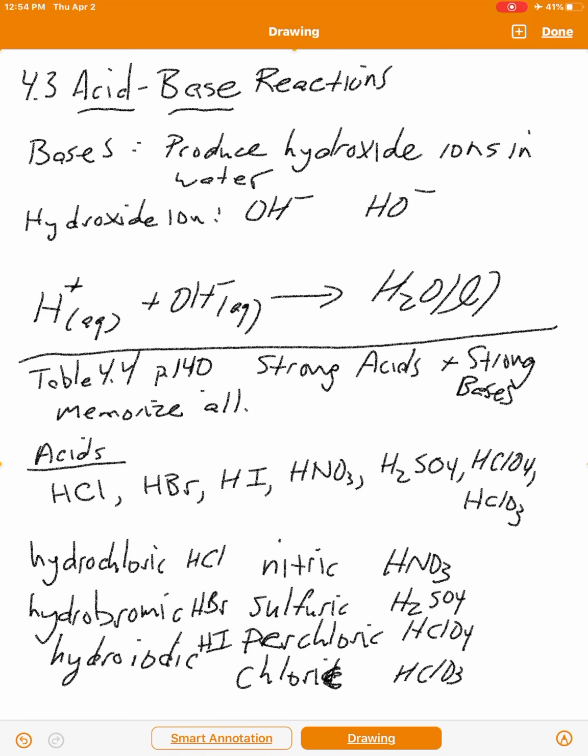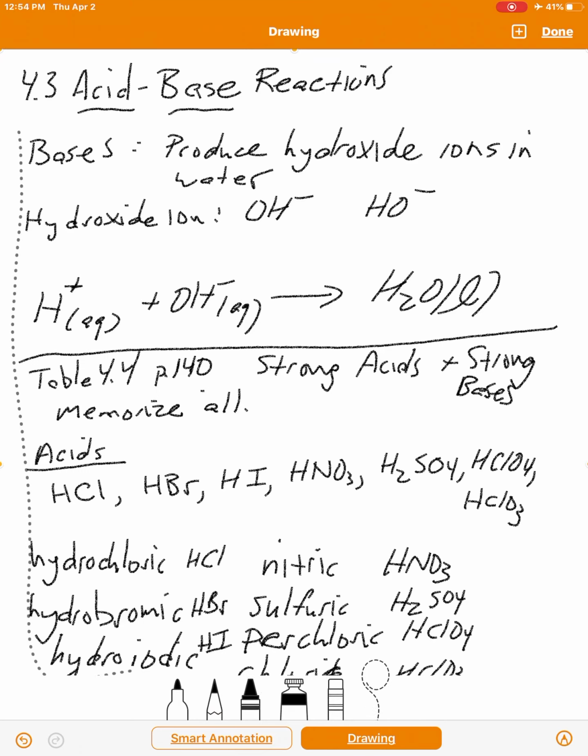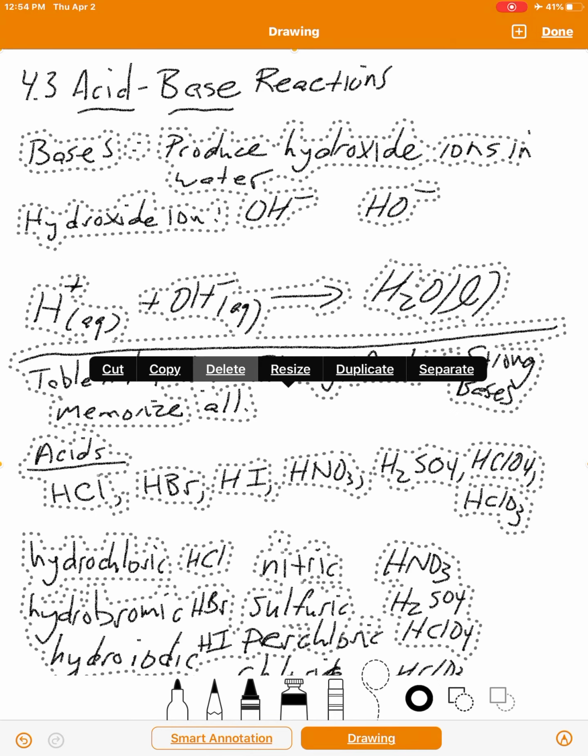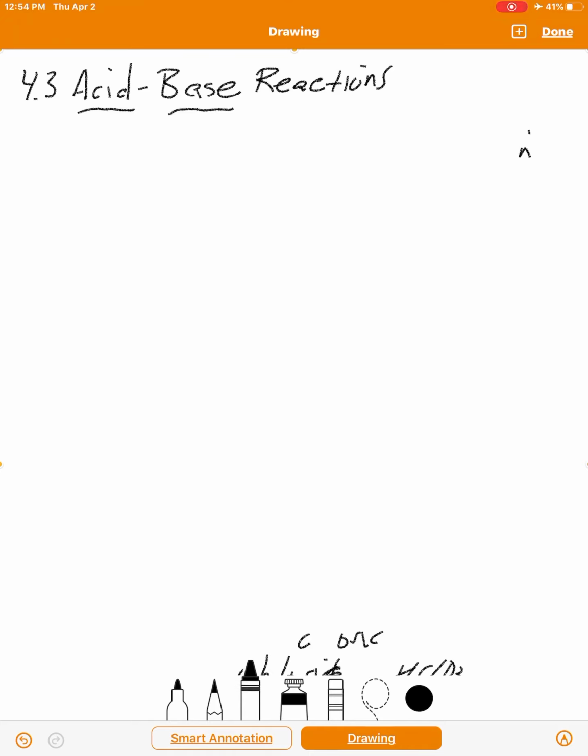Okay, so those are called strong acids. These are materials that when you dissolve them in water, they form hydrogen ions, H plus ions, or protons. They react with bases, and that's an important aspect of what acids are. They react with bases. So next, let's take a look at the strong bases. These should also be memorized.